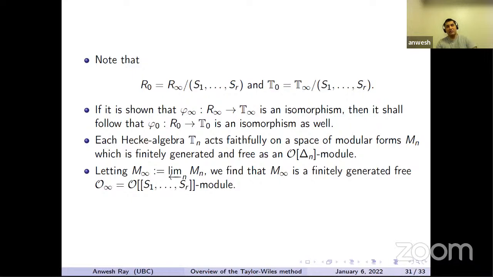So proving R equals T at minimal level is not enough. You have to prove R equals T at the non-minimal level as well. Eventually, one of the main components of this argument is the level lowering theorem of Ribet.